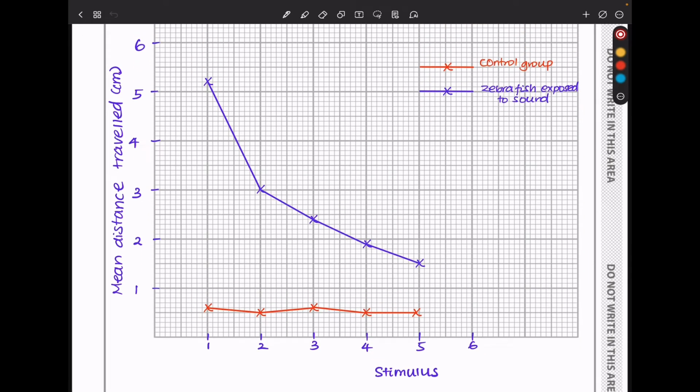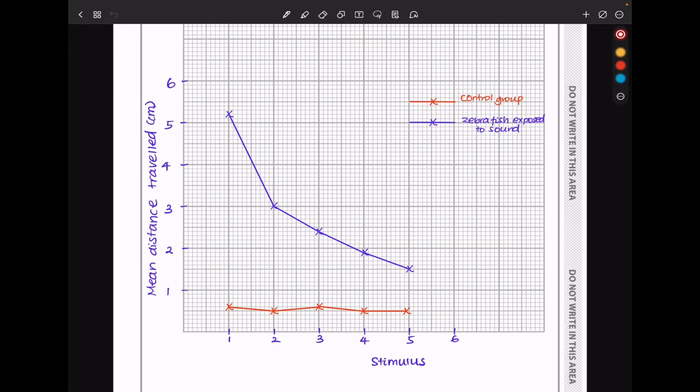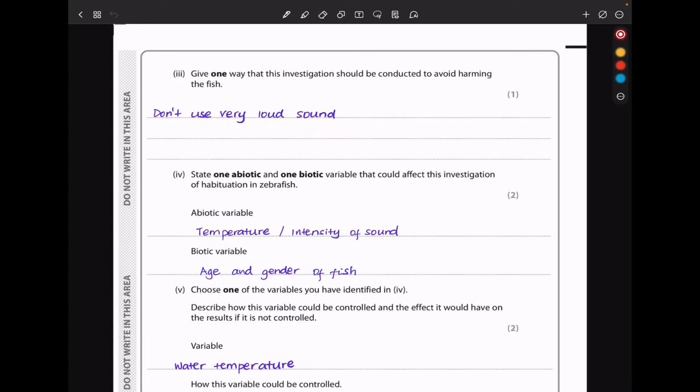So we can see for both results the control group, like I said already, is like there was no significant change, and in the group exposed to sound we can see there is a gradual decrease until the last value, which was about 1.5. Next they say give one way that this investigation should be conducted to avoid harming the fish. Of course, because they were using sound, they should not use very loud sound.